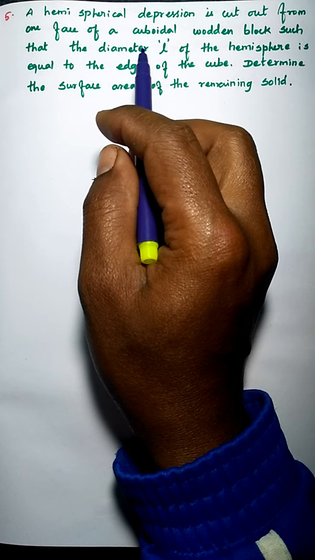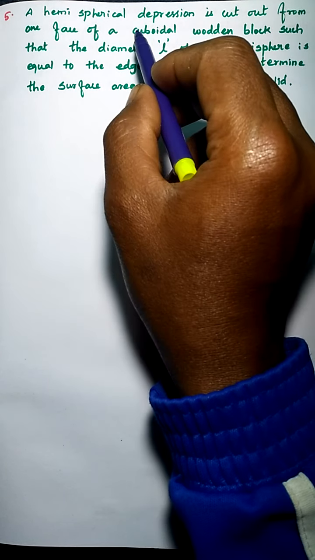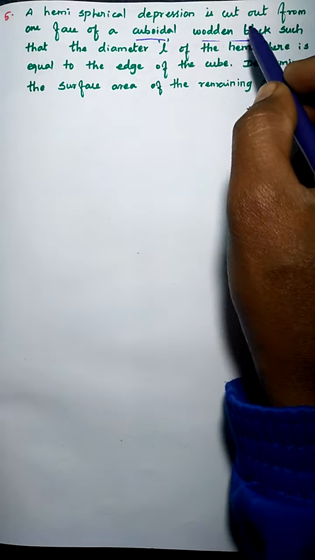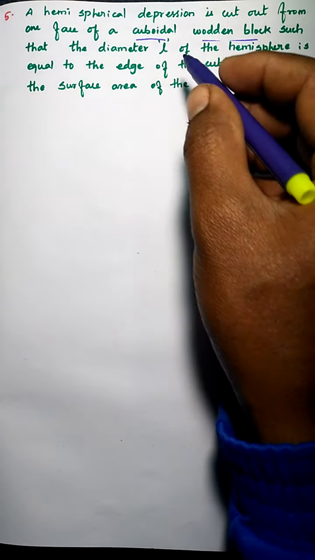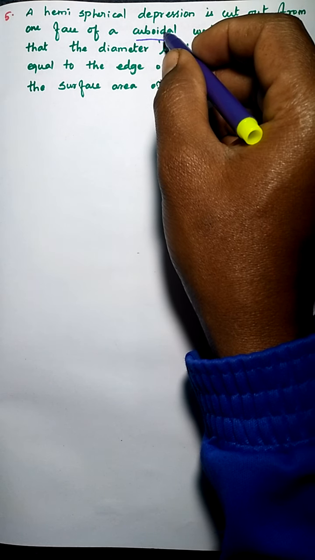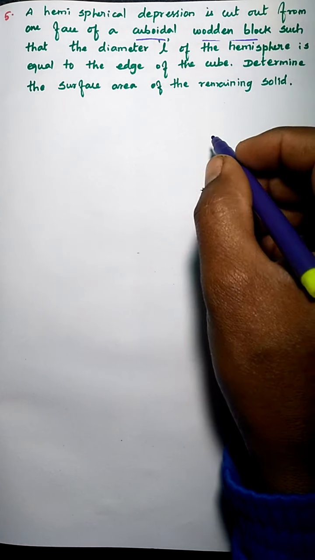A hemispherical depression is cut out from one face of a cuboidal wooden block. So there is one cuboidal wooden block. Let's draw that cuboidal wooden block. Actually this is not a cuboid, it's a question mistake. It should be a cubical wooden block only. So let's take one cube.